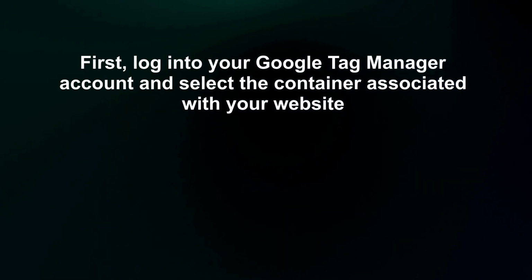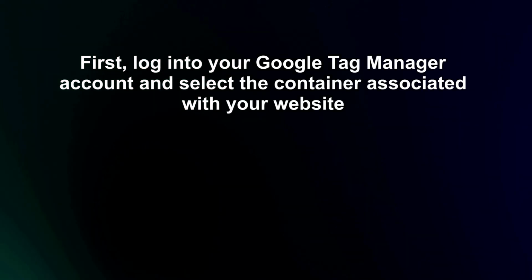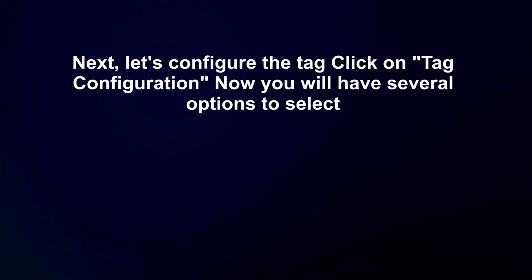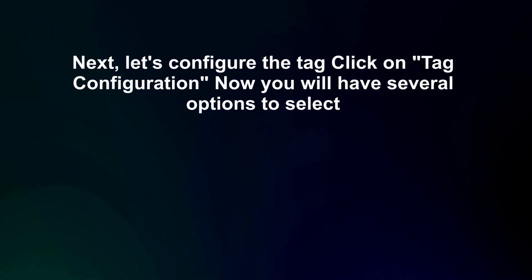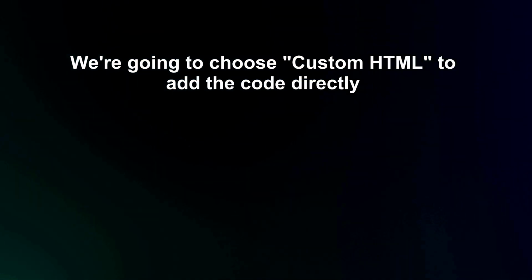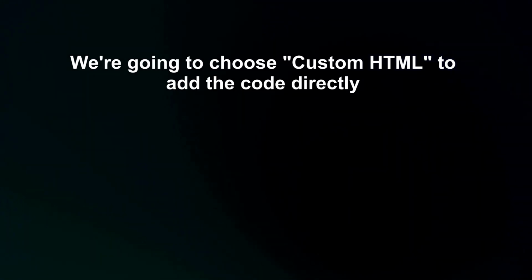First, log into your Google Tag Manager account and select the container associated with your website. Click on New Tag to begin. Next, let's configure the tag. Click on Tag Configuration. Now you will have several options to select. We're going to choose Custom HTML to add the code directly.